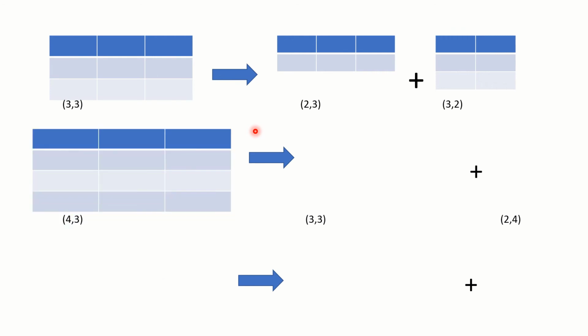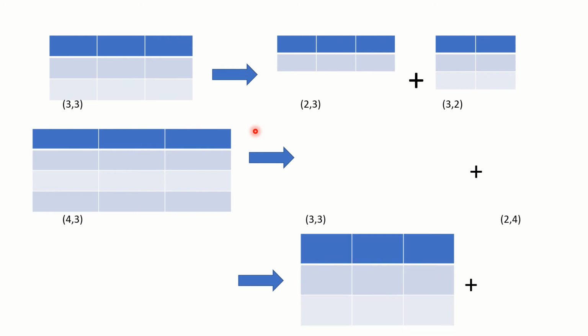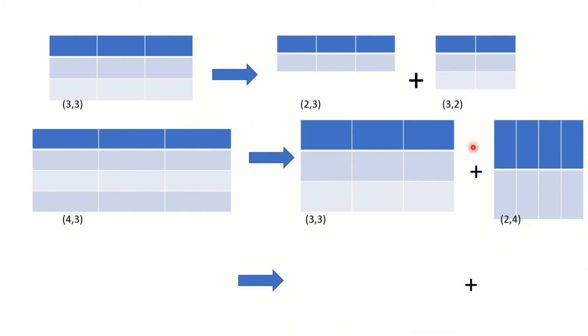Suppose a 4 comma 3 grid, 4 rows, 3 columns. It can be split into a 3 comma 3 grid and a 4 comma 2 grid, because when I move here, I will get a 3 comma 3 grid, with 3 columns, 3 rows. When I move here, I will see 4 rows, 2 columns, right? 4 rows, 2 columns.